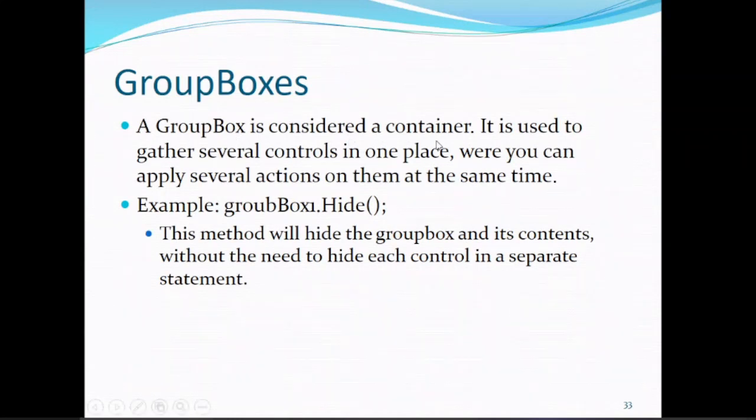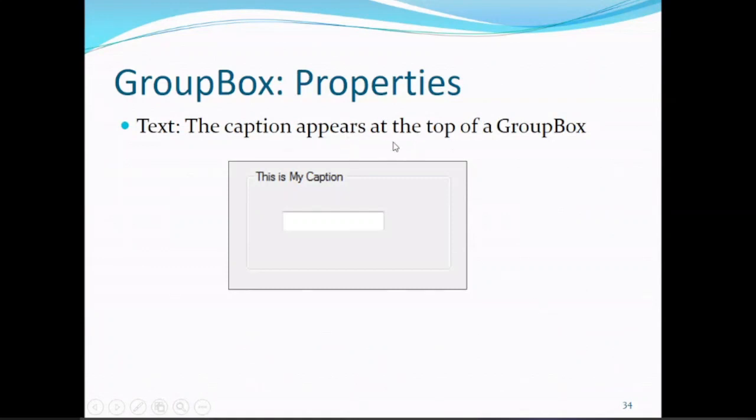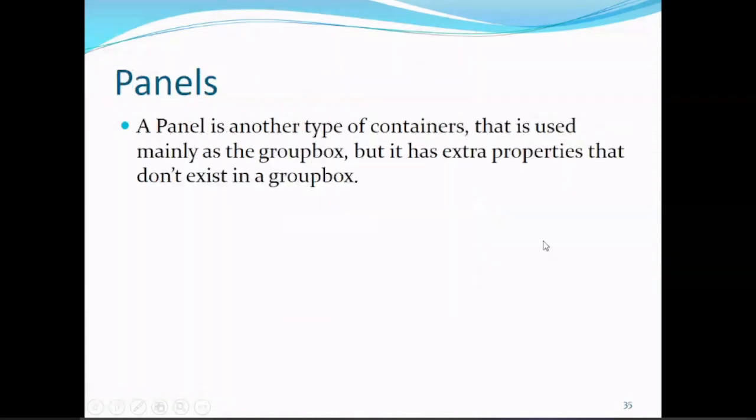So a group box is considered a container. In a container, all the controls will be in the same place, where you can apply several actions on them at the same time. So this is a group box. It looks like a frame, right? This is the group box. Here you can see this is a label, this is a text. The caption appears at the top of a group box.